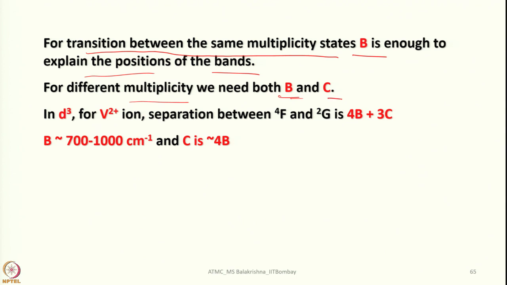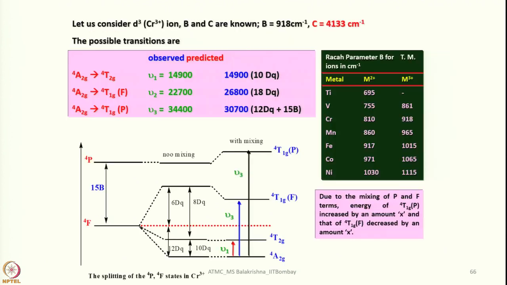In d3, for the V2 plus ion, the separation between 4F and 2G is 4B plus 3C, because here the multiplicities are different. As a result, we have to use both, and the B value is approximately this one and C is about 4 times B, so that you should be able to add this correction in the spectrum here. You can write these corrections and then add or subtract, until it matches.